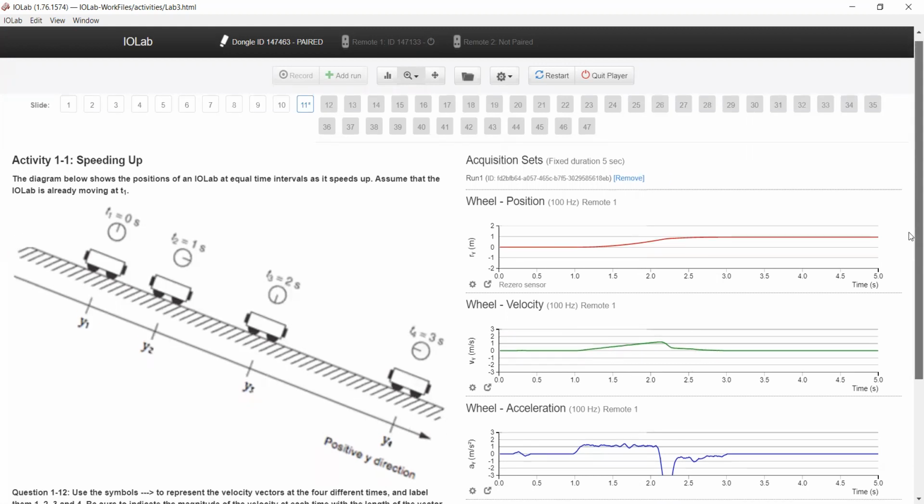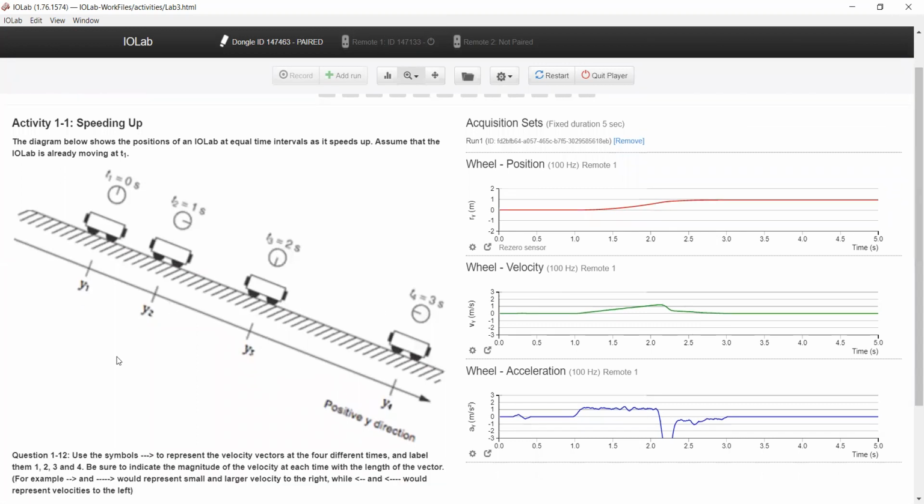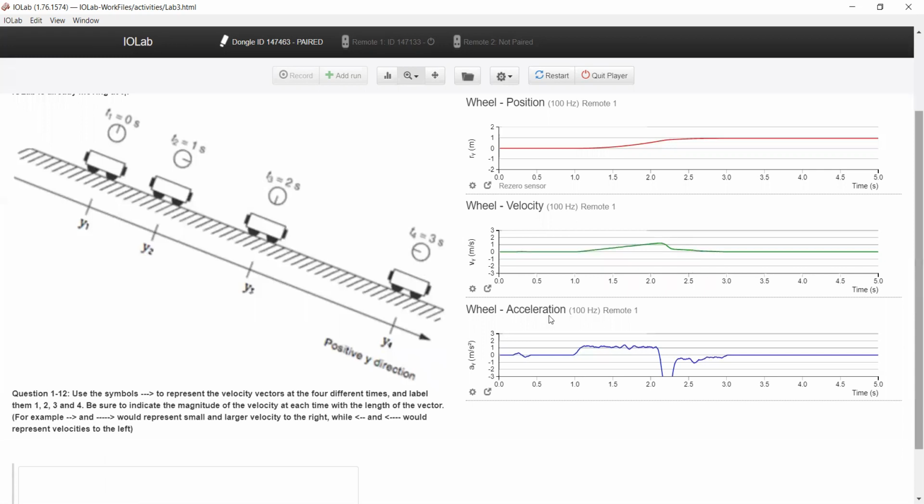Okay, after we have done those things, in slide 11 they want us to represent the velocities at different times in terms of arrows. So you have to use these symbols. Use the symbols to represent the velocity vector at 4 different times and label them 1, 2, 3, 4. Be sure to indicate the magnitude of velocity at each time with the length of the vector. For example, this and this would represent small and larger velocity.